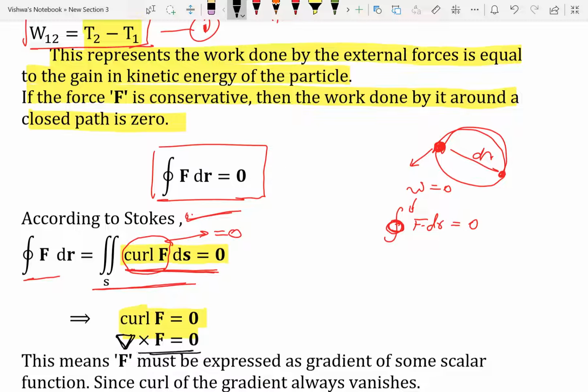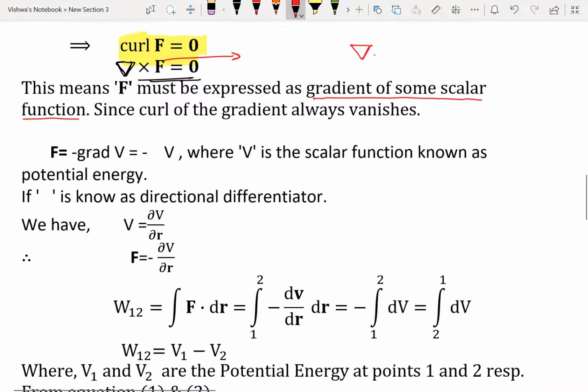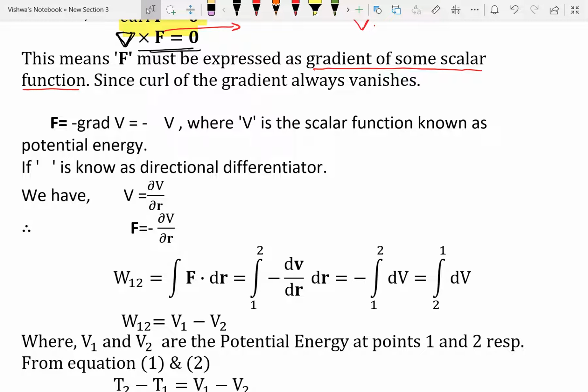Again, to obtain this condition, the F should be gradient of some scalar function. Then only the curl F is 0. Gradient of some scalar function means here the gradient again represented by del. If it is curl, then it is del cross. If it is gradient, it is del dot. For that, F is equal to minus of gradient of phi. Then only curl F becomes equal to 0.